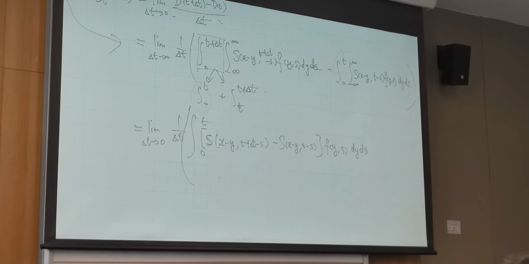And then plus the integration from t to t plus delta t, of s(x minus y, t plus delta t minus s) f(y, s). Professor, there should be two integrations. Sorry? There's another integration on the space, right? Oh yes, you're right, from negative infinity to positive infinity. You're very right about this. Sorry, I missed that too.